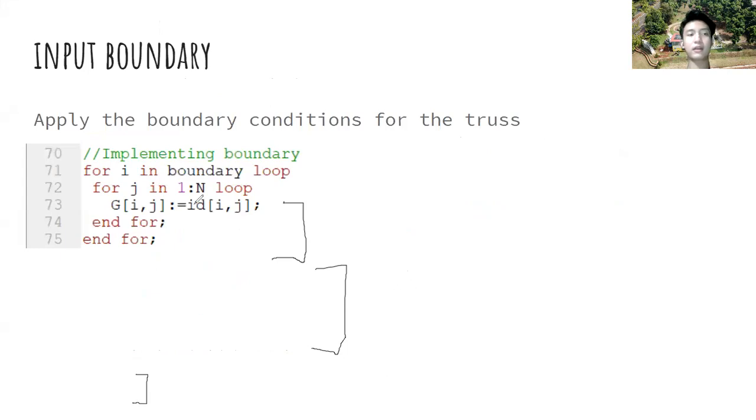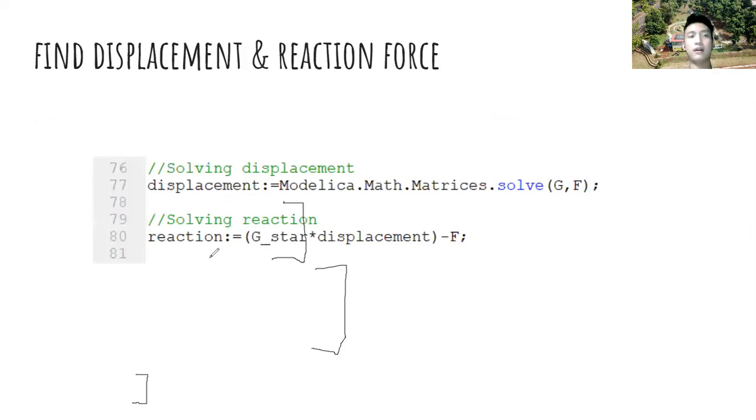And then here we can apply the boundary conditions for the truss. As we see here, for i in boundary loop and for j in 1 to n loop, G in matrix G[i, j] equals ID[i, j], and end for. And also our purpose from the start is to find the displacement and also the reaction force.